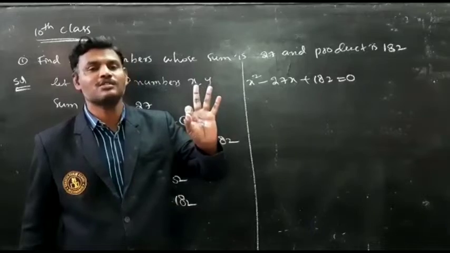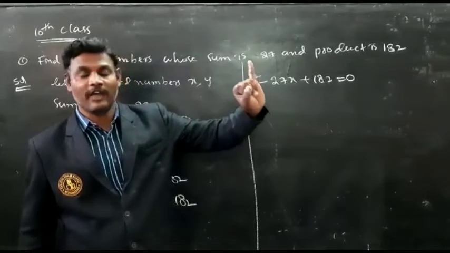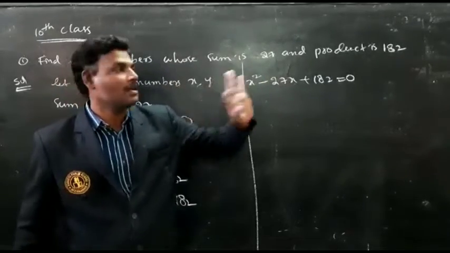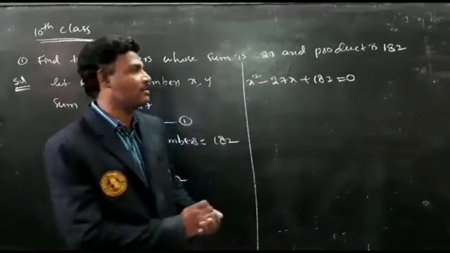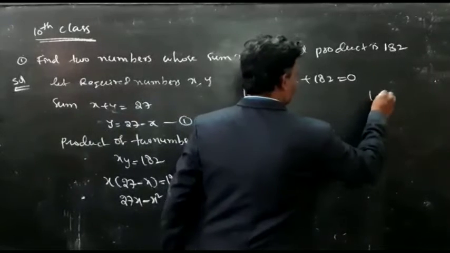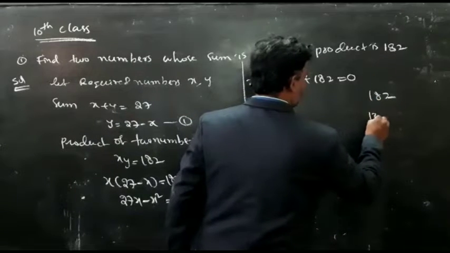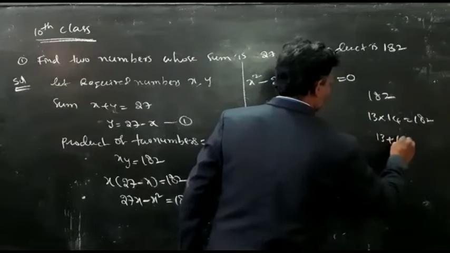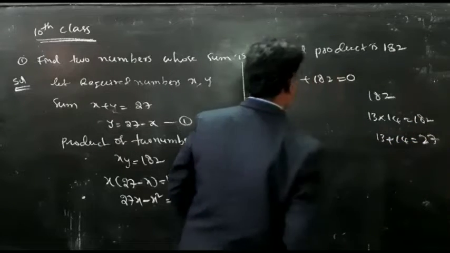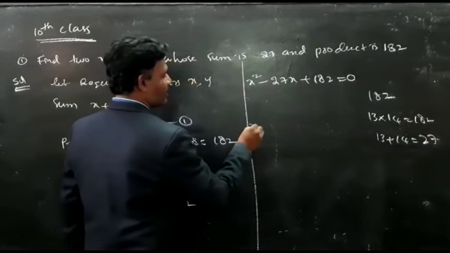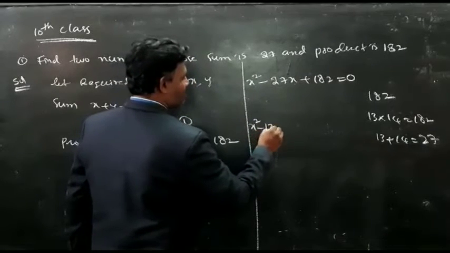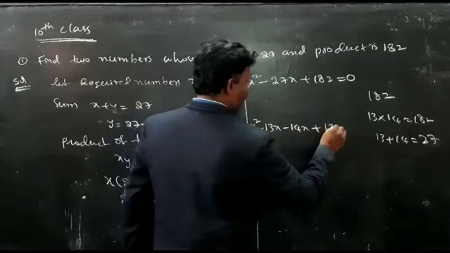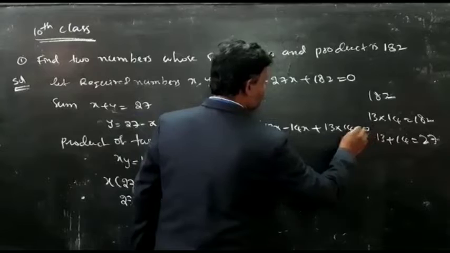We have three methods to find the roots: factorization method, completing the square method, and also the quadratic formula. Here I am going to do factorization. So what is the number here? 182. 13 into 14 is equal to 182, and 13 plus 14 is equal to 27. So x square minus 13x minus 14x plus 13 into 14 is equal to 0.